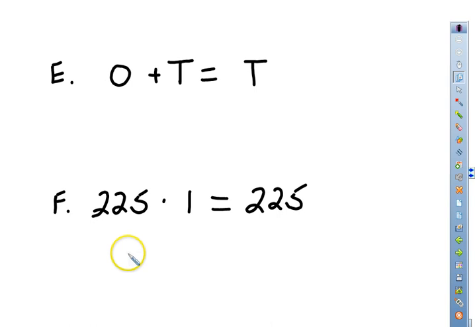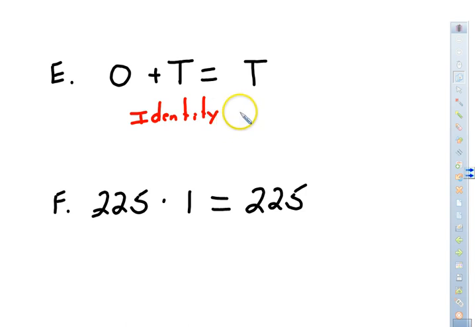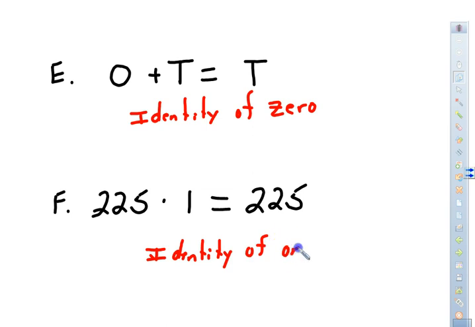And then we have E and F, so go ahead and solve those. This is a 0, and 0 plus t equals t. This would be my identity property of 0. And this one is going to be 225 times 1 is 225, so again, it's identity property of 1.